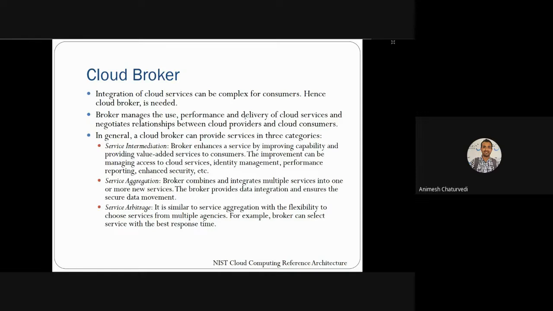Thereafter, the broker can do service aggregation. What it does is combine and integrate multiple services of one or more providers, provide data integration, and ensure secure data movement from one place to another. So these are the things that the broker does.